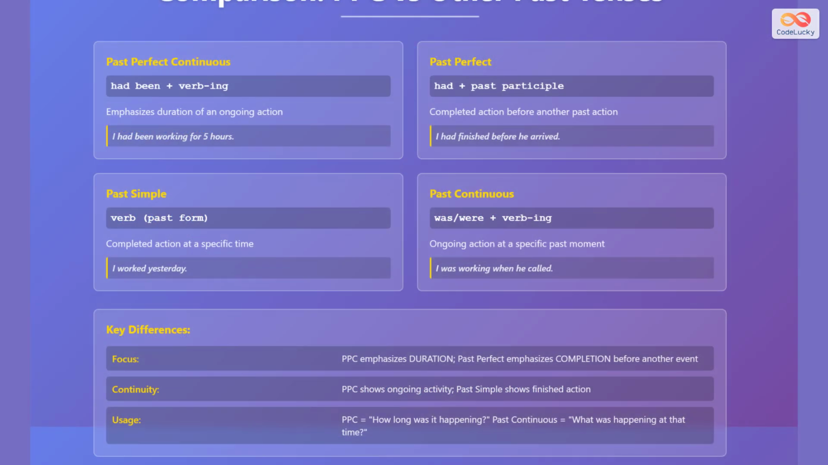Past perfect continuous emphasizes duration of an ongoing action. Past perfect shows completion before another event, but does not emphasize duration. Past simple describes completed actions at specific times. Past continuous describes ongoing actions at specific moments. The key difference: past perfect continuous asks how long was something happening, while past continuous asks what was happening at that time. For example, I had been working for 5 hours versus I was working when he called.